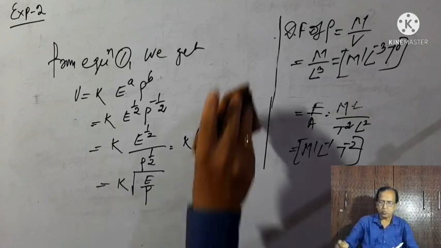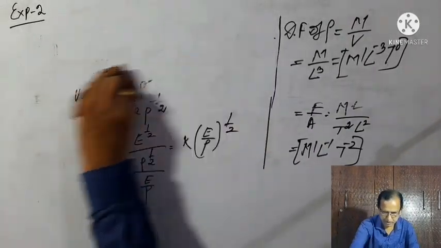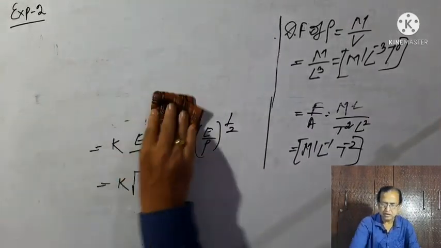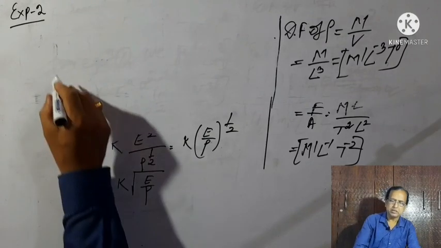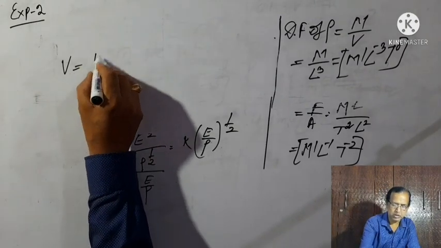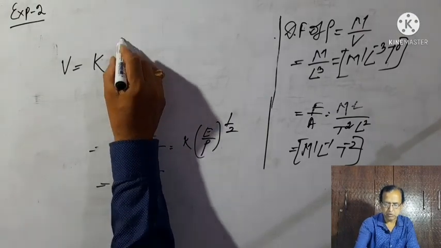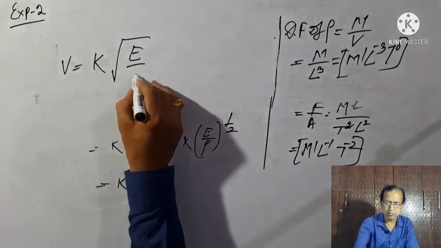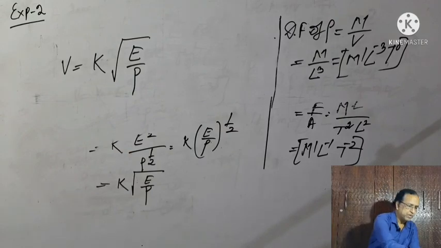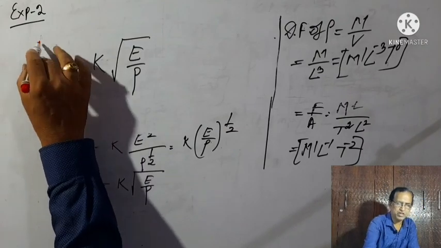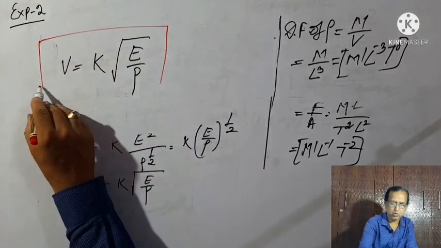So what is the expression for velocity? V is equal to K, that is a constant, root over E by rho. Okay. So this is the expression for velocity of sound.